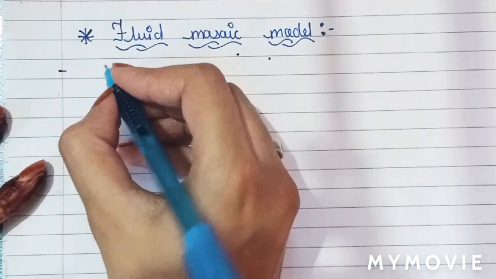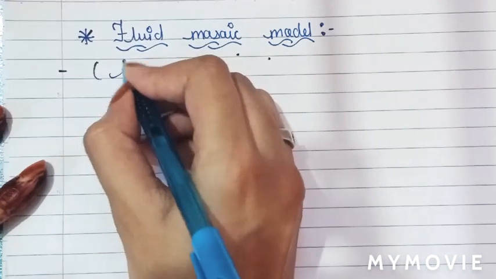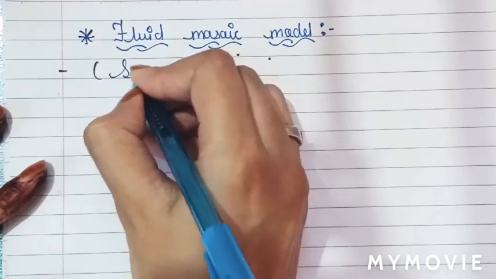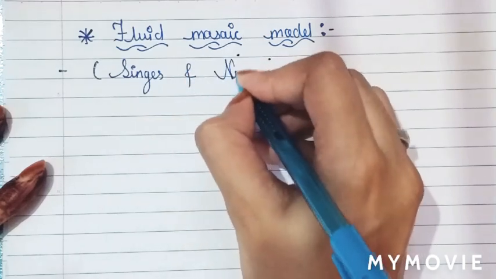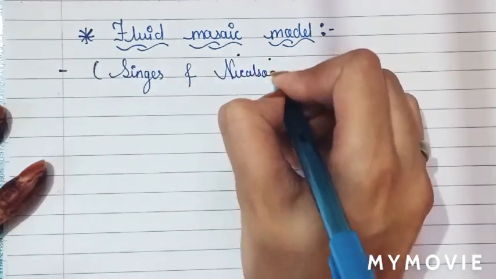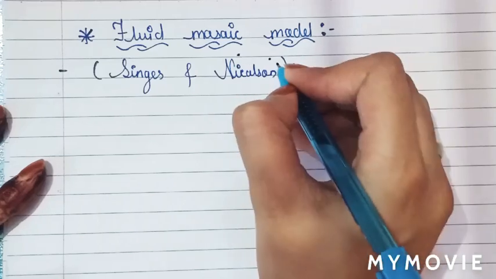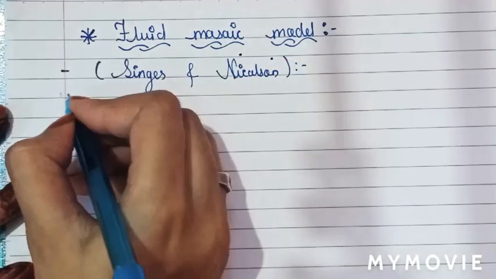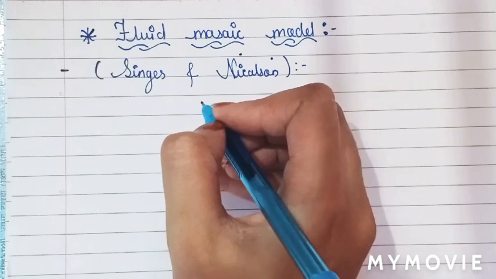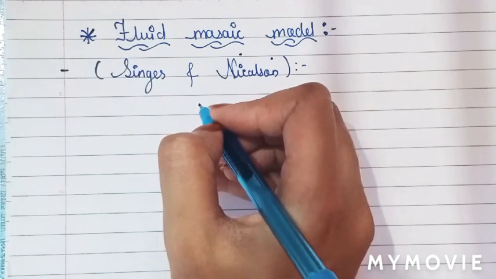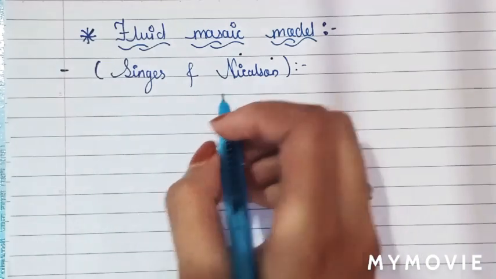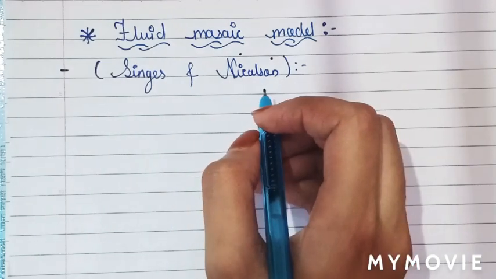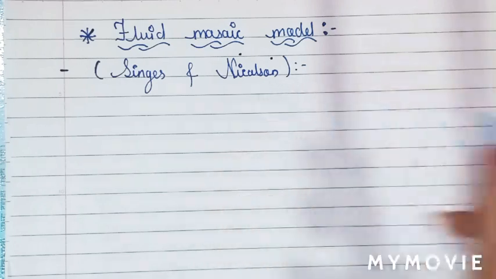So, this model was given by Singer and Nicolson. These scientists gave this fluid mosaic model. This membrane consists of a mosaic of proteins discontinuously embedded in a fluid lipid bilayer. First we are going to see the structure of the fluid mosaic model, then we are going to see the explanation.